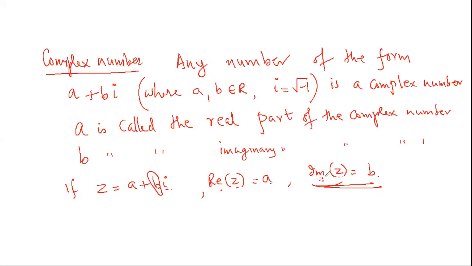So when you call the imaginary part only b, when you subtract Z bar from Z, I will not get only 2b. I'll get 2bi. So 2 times the imaginary part into i. Is it clear? Yes, sir. Okay.